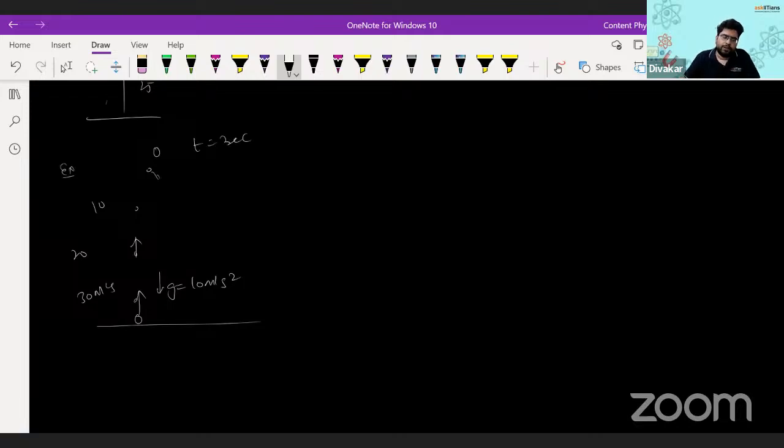And then it will start falling. So after 1 second, now the gravity is supporting it because the velocity is in the downward direction. So the velocity becomes 10. After another 1 second, 20.